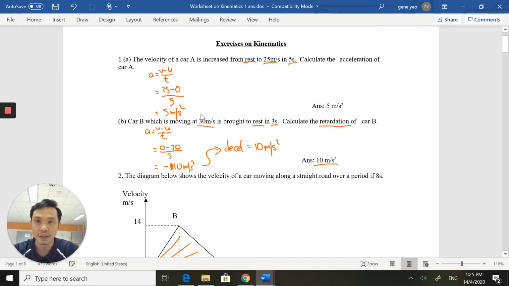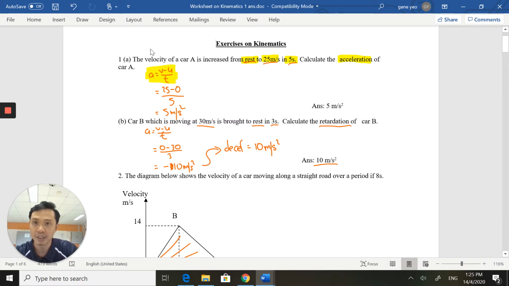Okay, so question number 1, the velocity of a car increased from rest to 25 in 5 seconds. I'm going to highlight certain things. These are the information that I need to find the acceleration. So I'm going to apply this formula, a equals v minus u over t.